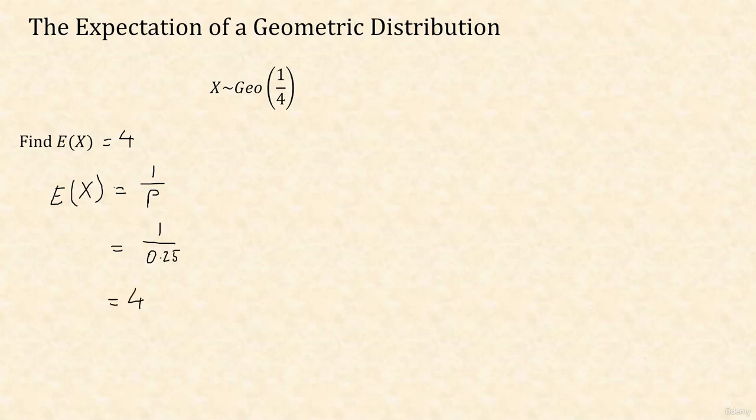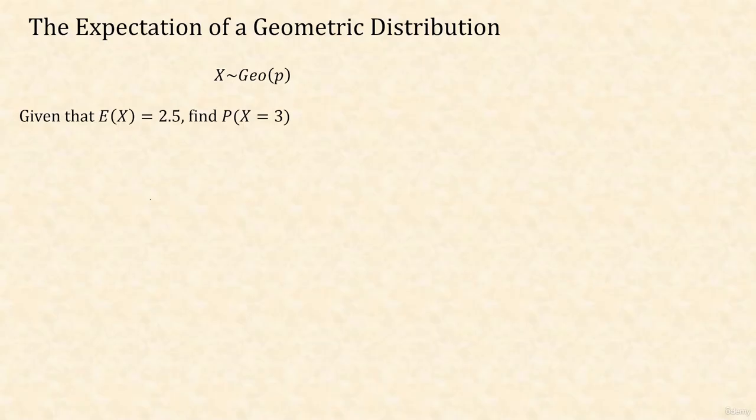Okay, now that we have a formula to use, let's apply it in the context of a question. So we have a geometric distribution with an unknown p. Now, given that the expectation is 2.5, find the probability that x is 3. Well, the expectation is 1 over p, so that's 2.5. So that means that p is, well, I can just do 1 divided by 2.5 and I get 2/5 or 0.4.